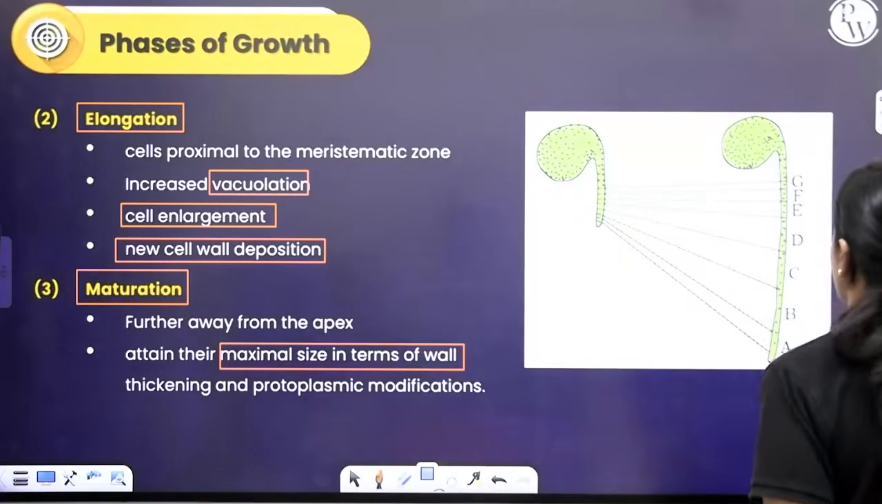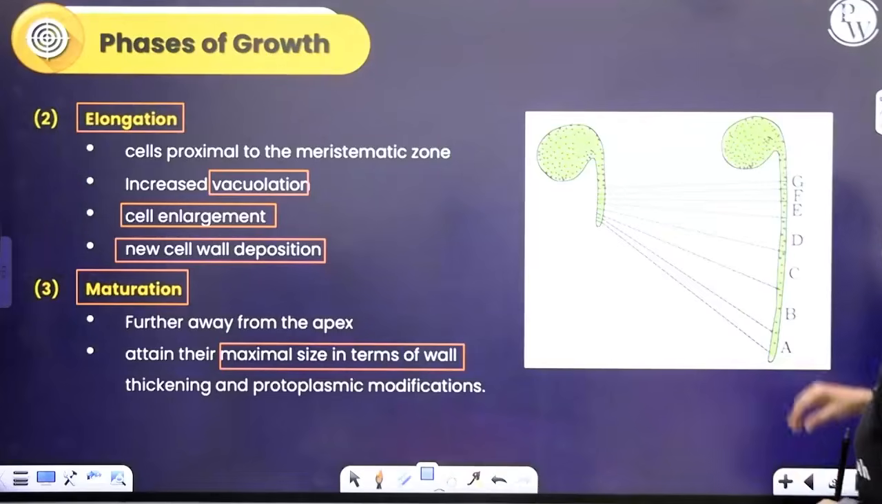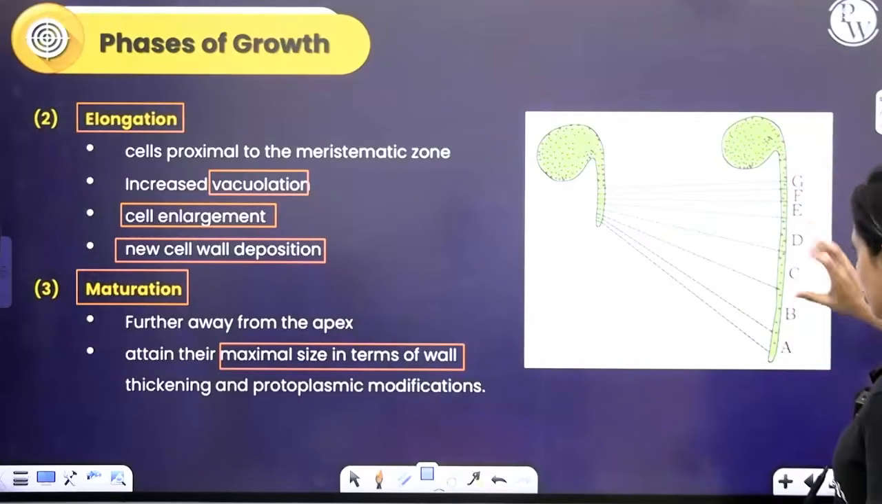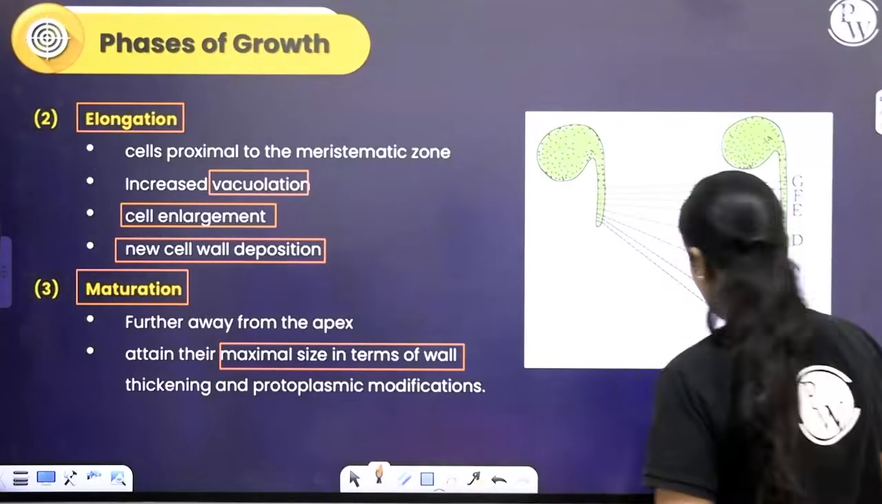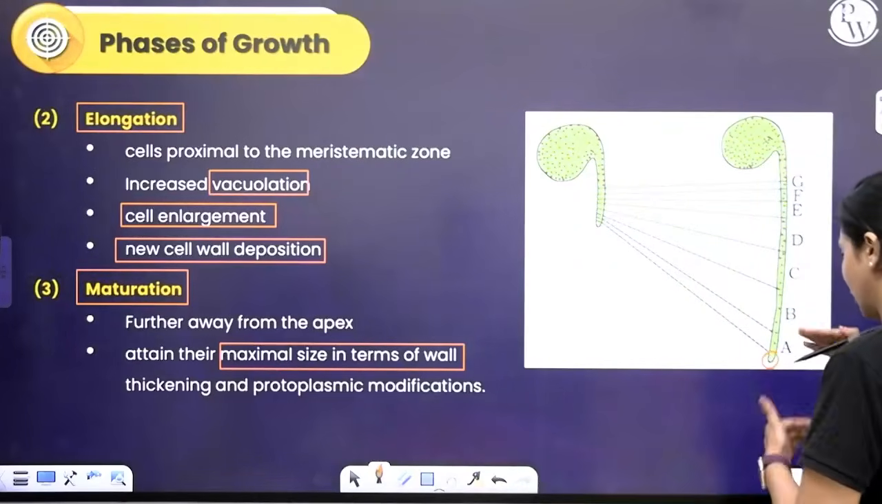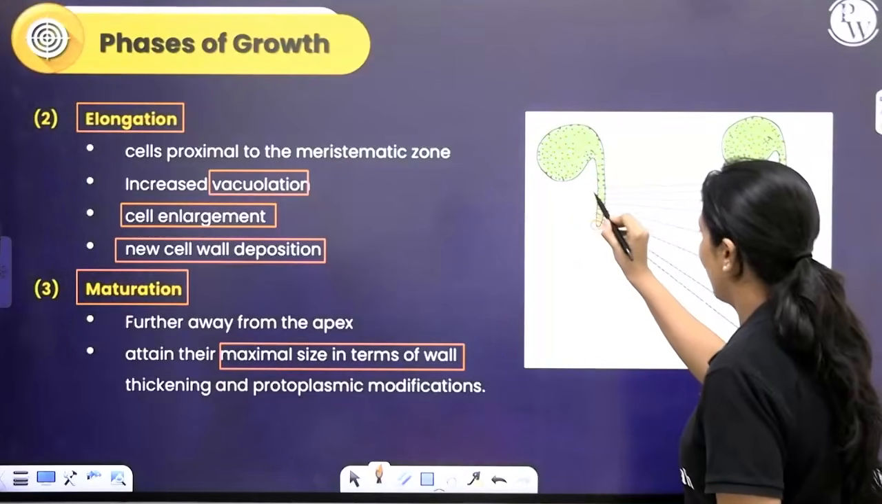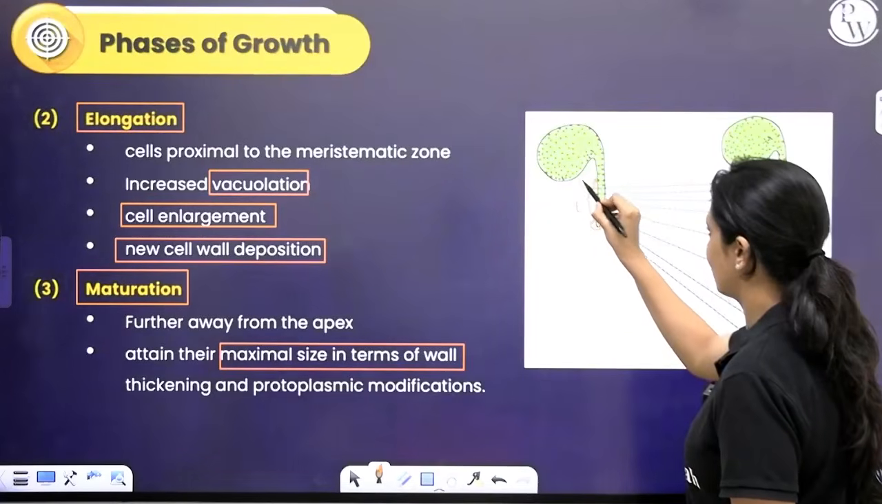Now there's this one diagram that is given to you in NCERT. What you're looking at here is a portion of the root. In the root, the meristematic zone will be at the tip, very close to the tip. Following that, you will have the elongation zone. Following that, you will have the maturation zone.